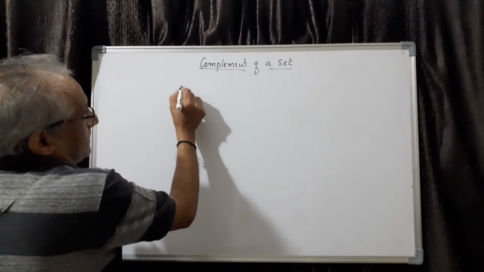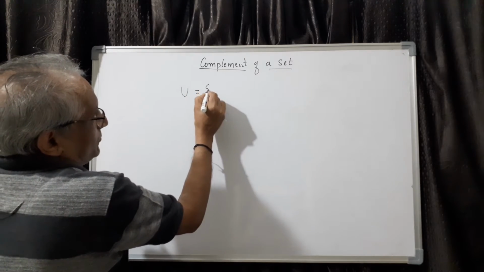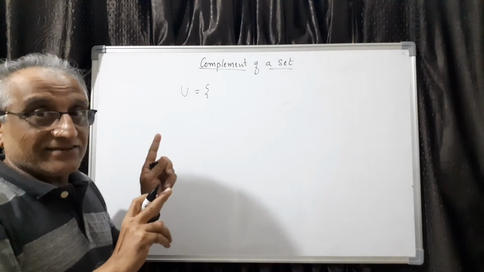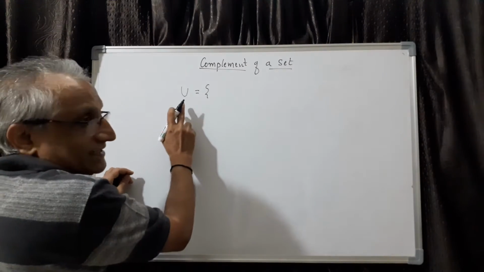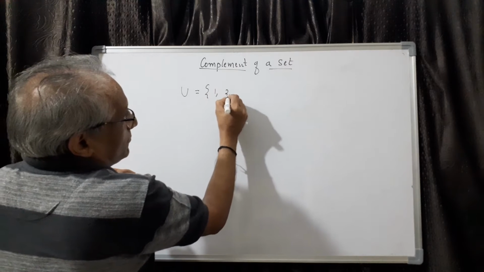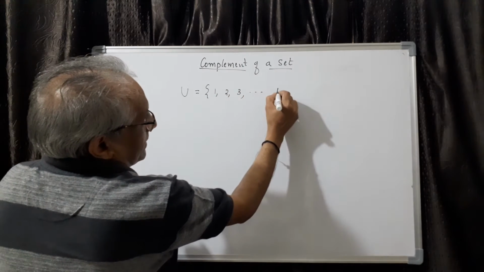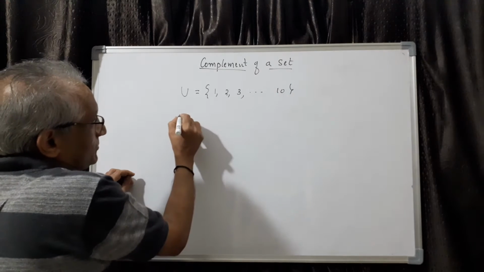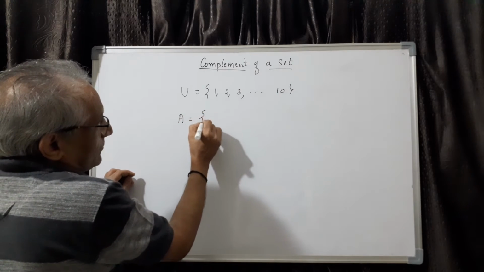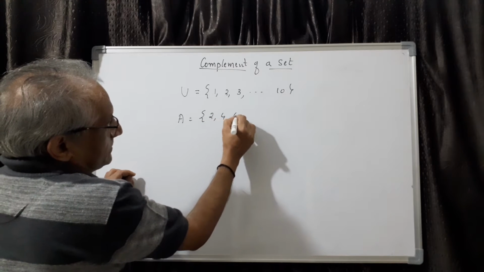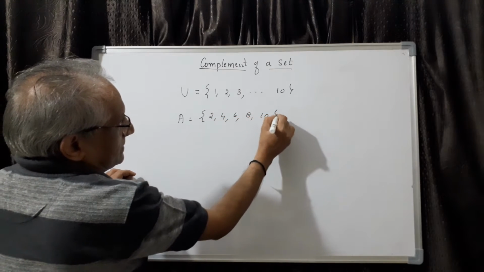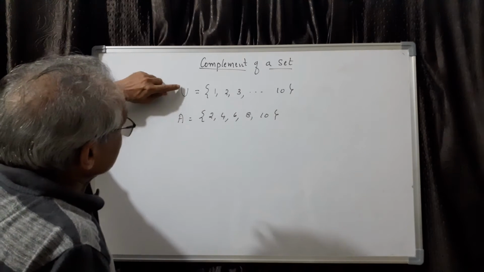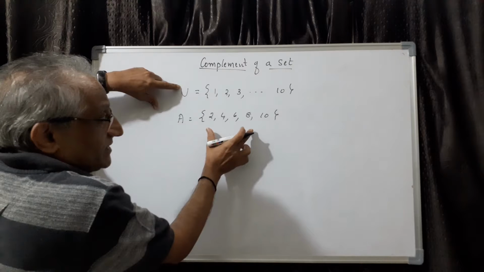Say, let us take U. Actually, U is the symbol we are using for the universal set because U is the first letter of the universal set. Let us take U equal to 1, 2, 3, etc. up to 10. That means all numbers from 1 to 10. Now suppose you take A equal to only 2, 4, 6, 8, 10. That means even numbers I am taking. Then whatever element is in U but which is not here.